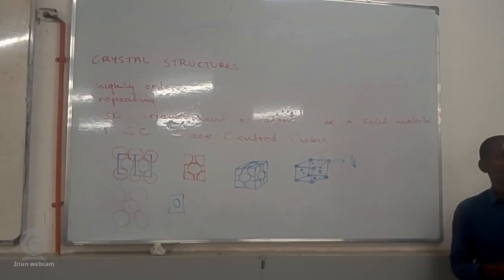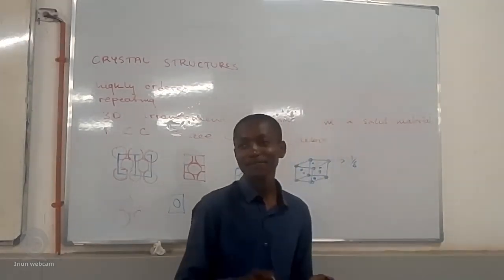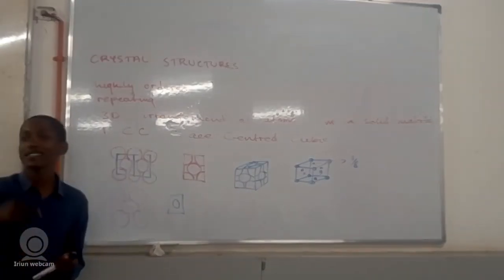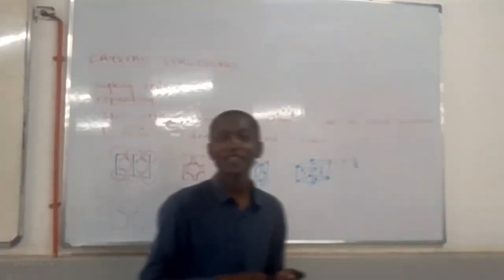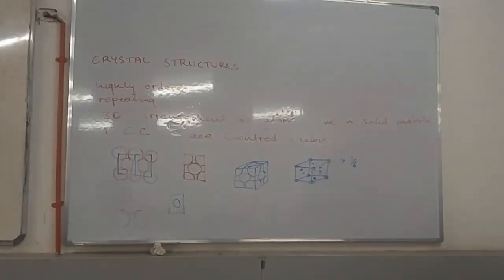Yes. They are what? 4. Okay? I'll come back to you. Anyone else? Yes. You think there are 2? Okay? Come back to you. Anyone else? Okay, give me the reason why you're saying there are 4.